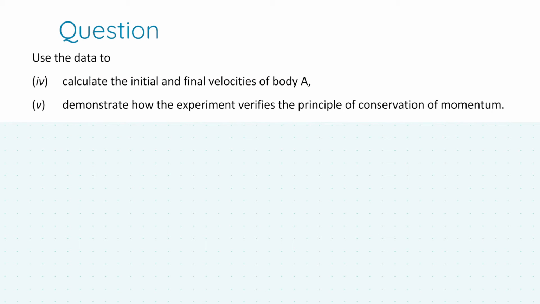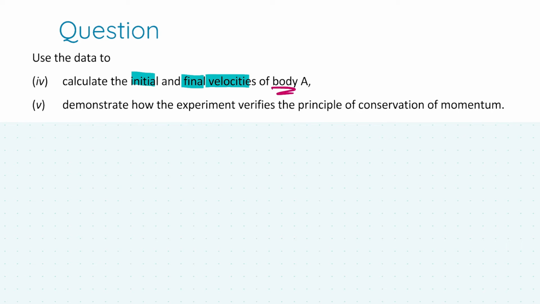Now that we are coming to the end of our question, we normally have a few calculations we have to do, and this normally takes part in part 4 and part 5. In this case, we are asked to calculate the initial and final velocities of body A. In part 5, we are asked to demonstrate how the experiment verifies the principle of conservation of momentum. So let's start with part 4.